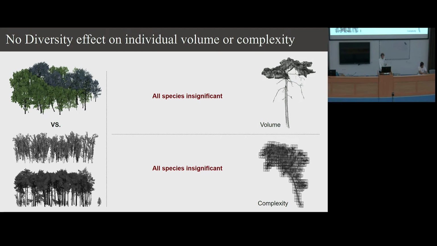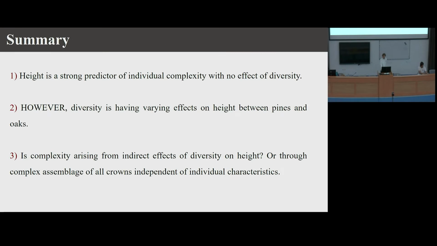And diversity directly had no effect on individual volume or complexity. So across these diverse plots, there was no significant relationship between diversity and individual complexity or volume. Only height showed any signal. So in summary, we have height as a strong predictor of individual complexity, but diversity directly not so. But we now know that diversity is having this varying effect on height between the pines and oaks.